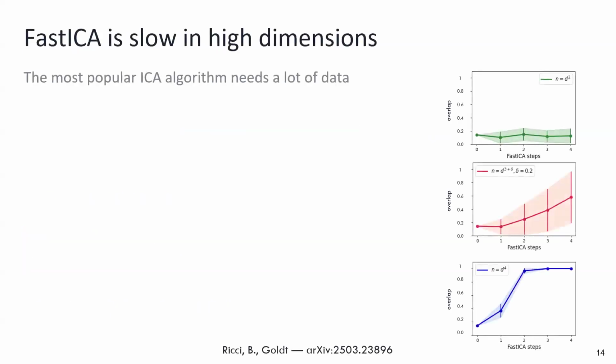Okay, so let's see what happens. Here we take a scaling. On the x-axis there are the steps, but at each step we are using d-squared samples, which is the optimal that we know from theory. We cannot do better than that because this is a polynomial algorithm. And we see that it's not learning. The overlap stays low. Then if we take way more samples, this is d to the cube, then we see that it's kind of learning, but there are very, very wide error bars.